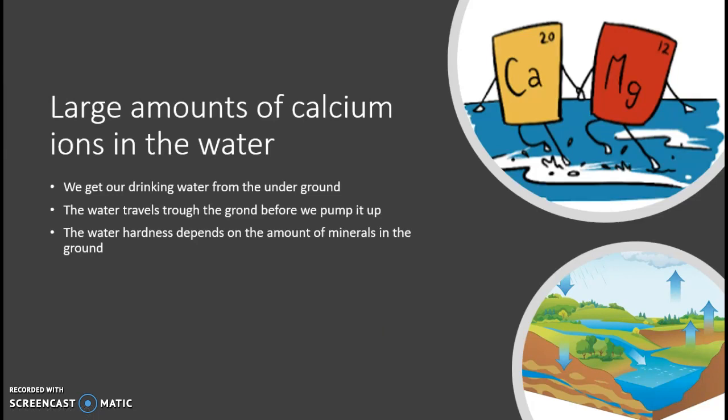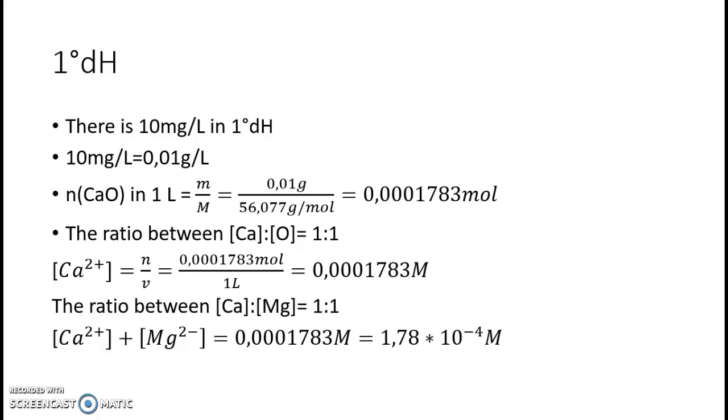For example, some soils have more minerals and some do not have a lot of minerals. So if I should explain 1 degree hardness, there is 10 milligrams of CaO per liter in 1 degree hardness. 10 milligrams per liter is the same as 0.01 gram per liter. We can then find out the amount of CaO in 1 liter, as we did earlier.